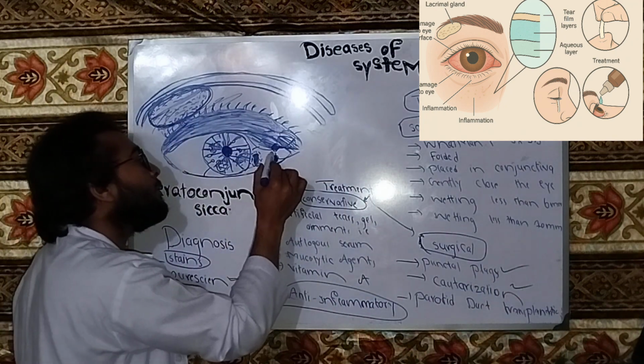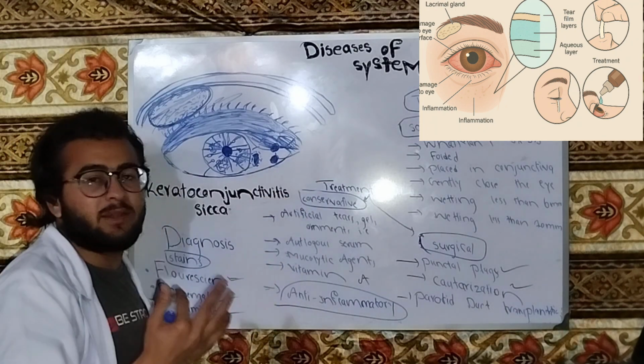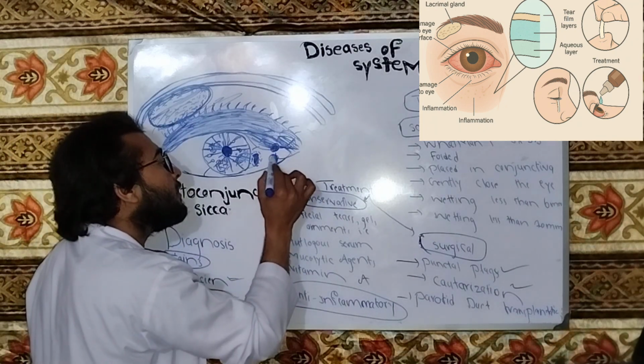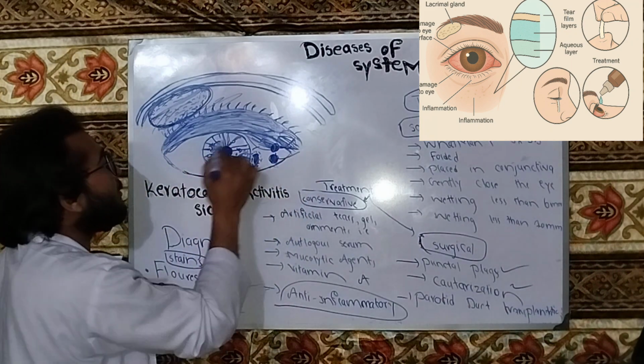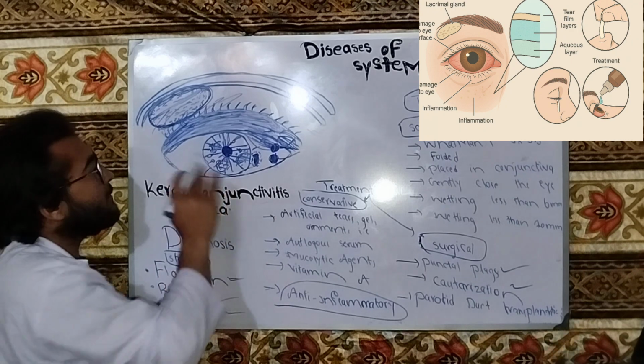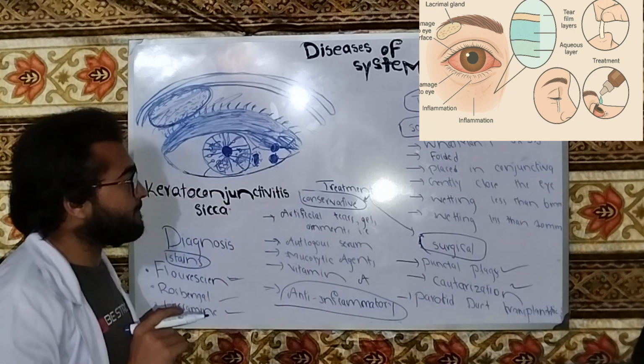Cauterization is another method. We will permanently close these by electric cautery, by burning. By electric cautery and burning, we will permanently close these puncta, so the tears will accumulate and keep the corneal and conjunctival surface moist and protected.